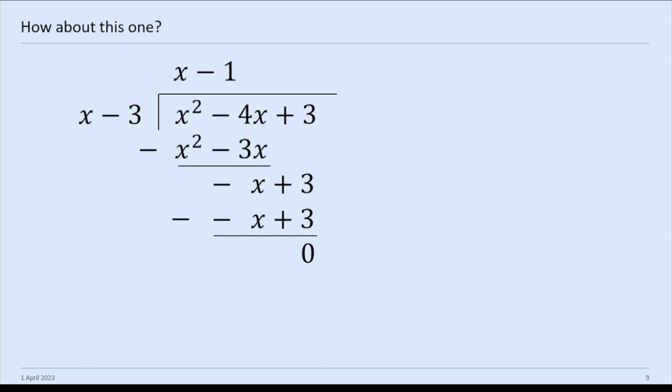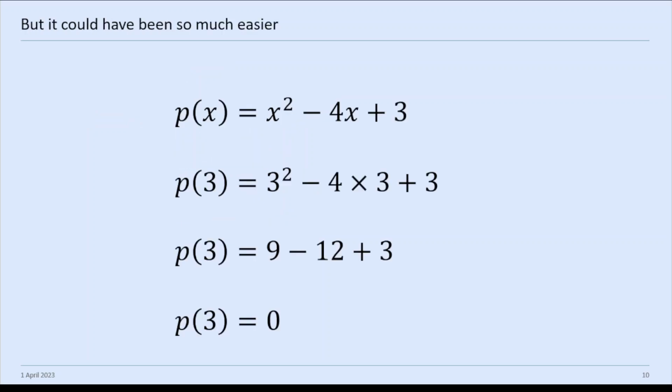And we can actually see that x squared minus 4x plus 3 equals x minus 3 times x minus 1. The remainder is 0, so x minus 3 is a factor. We'll look at the factor theorem in the next video. We can also work out the remainder this way.